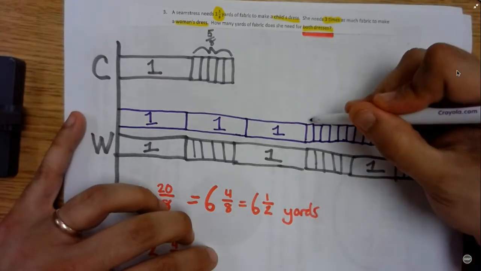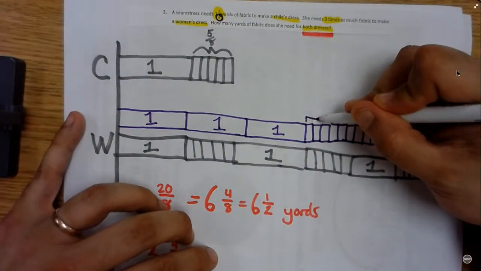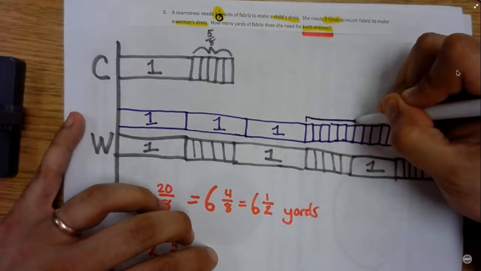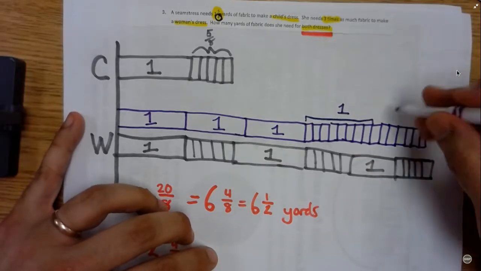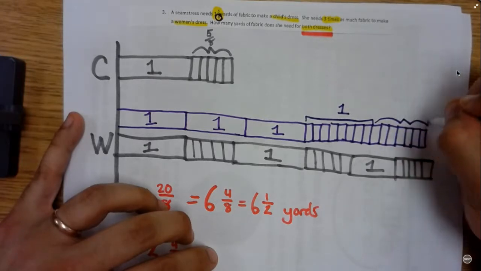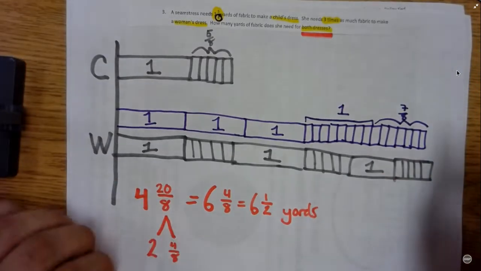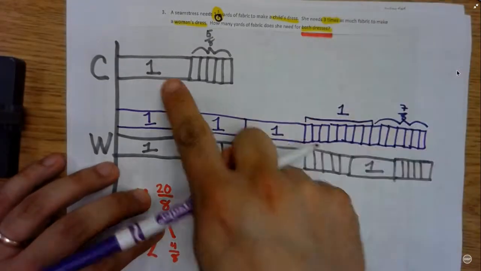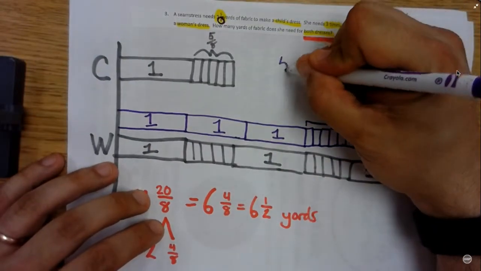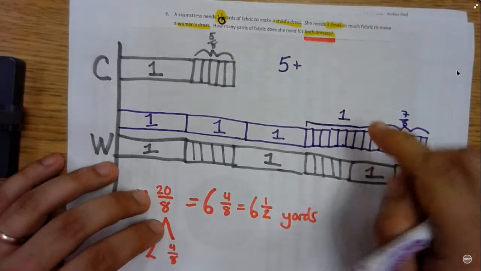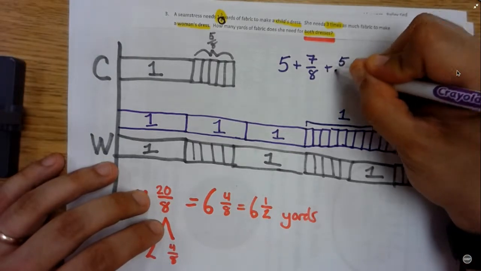And I know that 8 of them, because we're working in eighths, 1, 2, 3, 4, 5, 6, 7, 8, 8 of them is going to make another whole, and that leaves me with right over here 7/8. So let's look at how we can solve this now. Now I can write this as I've got 1, 2, 3, 4, and another whole makes 5. 5 plus, here I have 7/8 plus another 5/8.